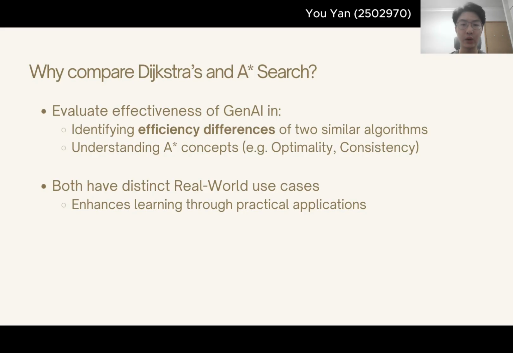Hi, this is Yuan, and I'll be introducing why we chose to compare Dijkstra and A-star specifically. There are two main reasons. First, we wanted to evaluate how effective Gen AI actually is at explaining algorithmic concepts, particularly whether it can clearly identify the efficiency differences between two algorithms that are quite similar in structure, and whether it can break down A-star specific concepts like optimality and consistency. Second, both algorithms have distinct real-world use cases, which makes them great candidates for practical learning, and that's something Gen AI should be able to enhance.